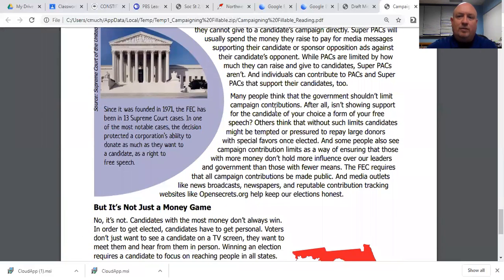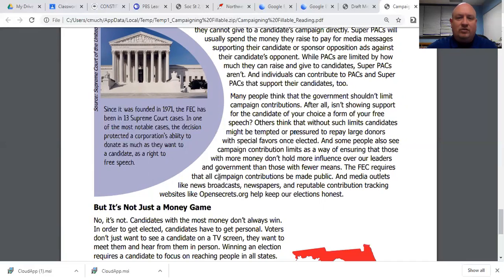Many people think that the government shouldn't limit campaign contributions. After all, isn't showing support for the candidate of your choice a form of your free speech? Others think that without such limits, candidates might be tempted or pressured to repay large donors with special favors once elected. And some people often see campaign contribution limits as a way of ensuring those with more money don't hold more influence over our leaders and government than those with fewer means.